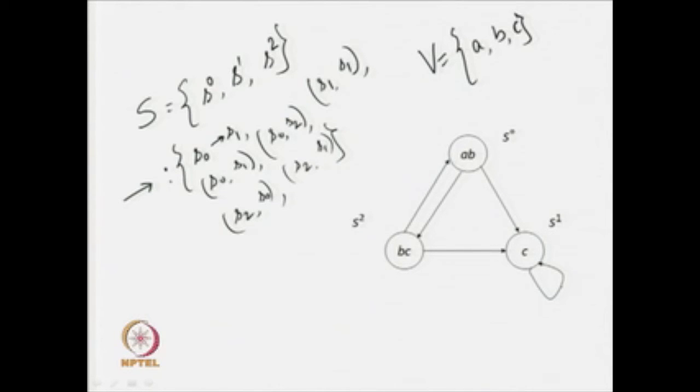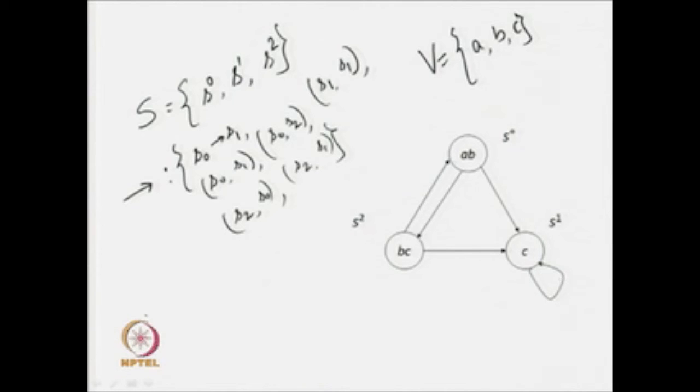Now, it should satisfy one condition: this transition relation must be complete. That means every state must have a successor state. If you look at state S0, it has at least 2 successor states. S2 again has 2 successor states. S1 has a self loop, that means S1 is its own successor. That means it is complete.